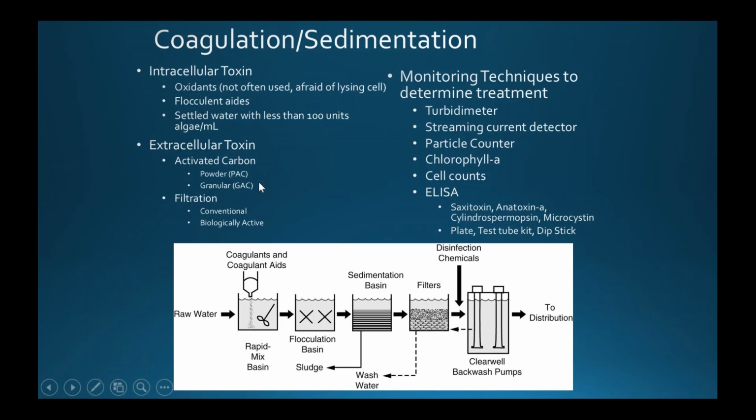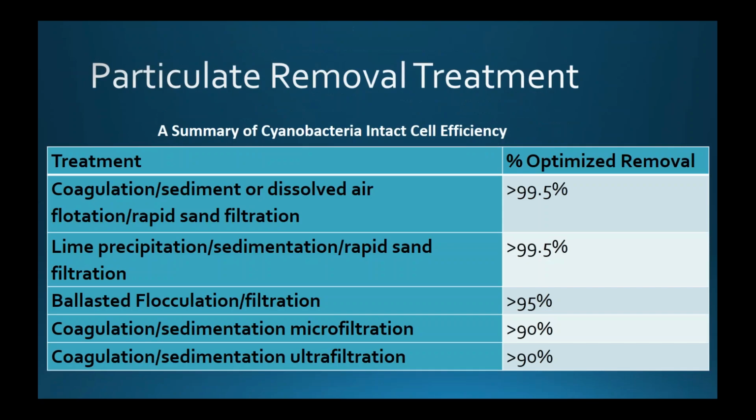From an extracellular perspective, we talked about PAC, but remember granular activated carbon can either be in your filters or can be put on top of your filters to help remove the microcystin that's not within the cell.